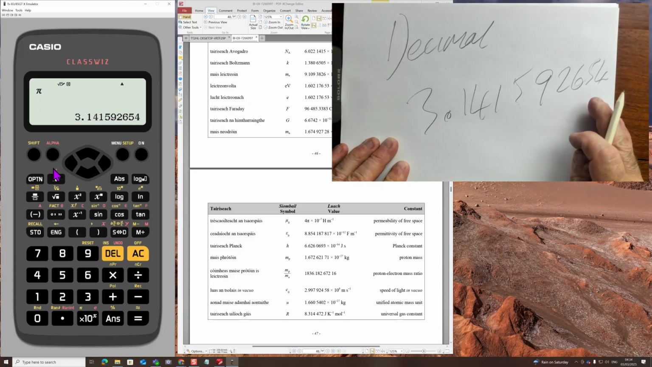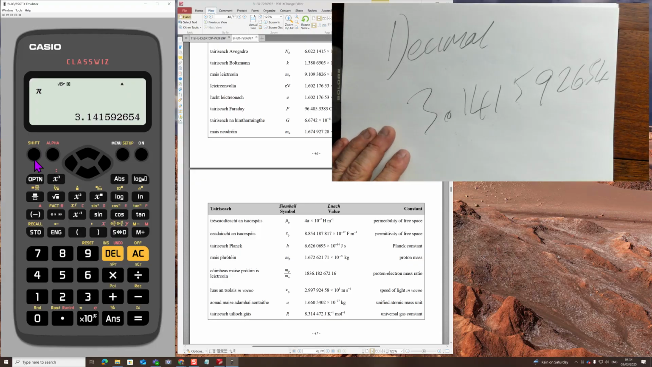3.141592654. Okay, now let's go into setup, into number, and let's go into fixed decimal places, and let's go with 4 decimal places. Now as I press ST, it'll bring it out to 4 decimal places. It'll bring it back to the exact expression and over and back like that.